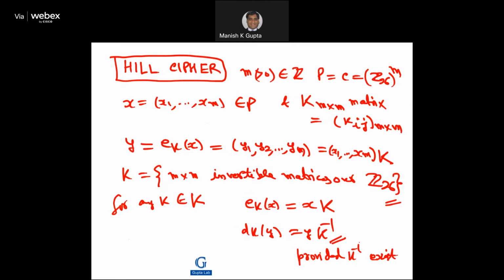Anyway, so we have this thing. K, capital K, is all m by m invertible matrices over Z26. That's our key. So basically we have encryption. The rule is encryption of X is X times K, where X is a vector here, remember? And decryption is Y times K inverse, provided, remember, we are working over Z26. Not every time will the inverse exist, right?